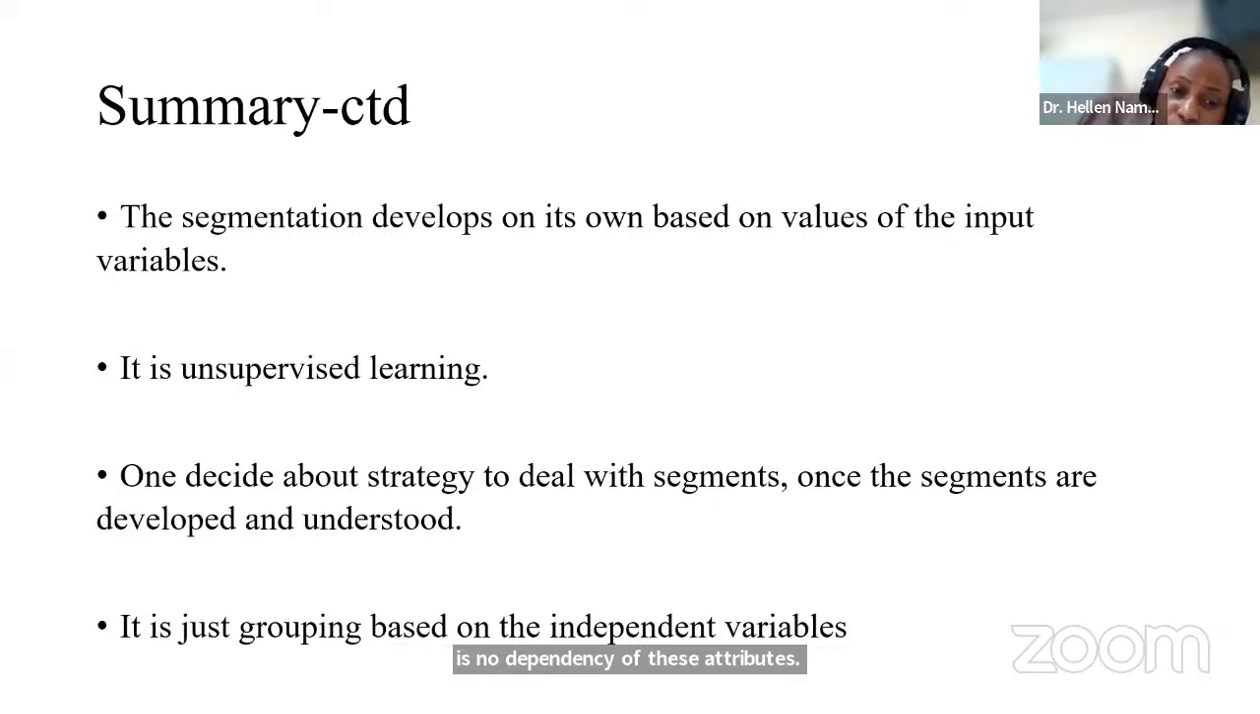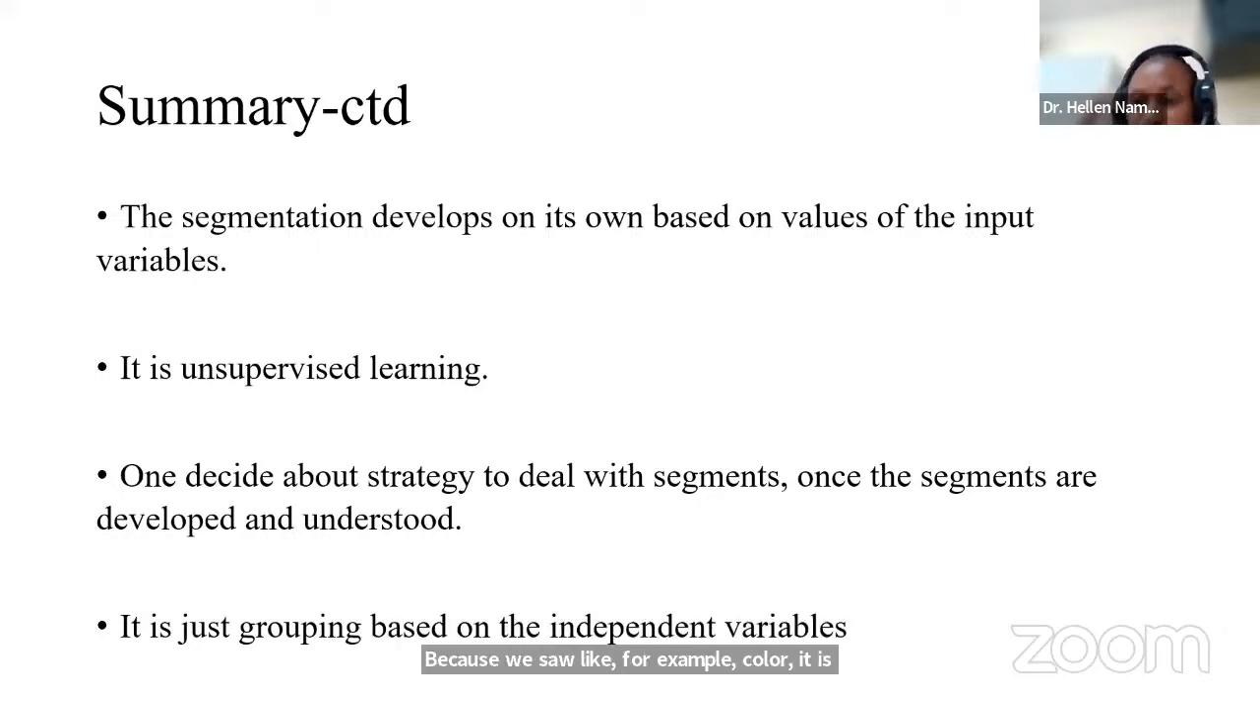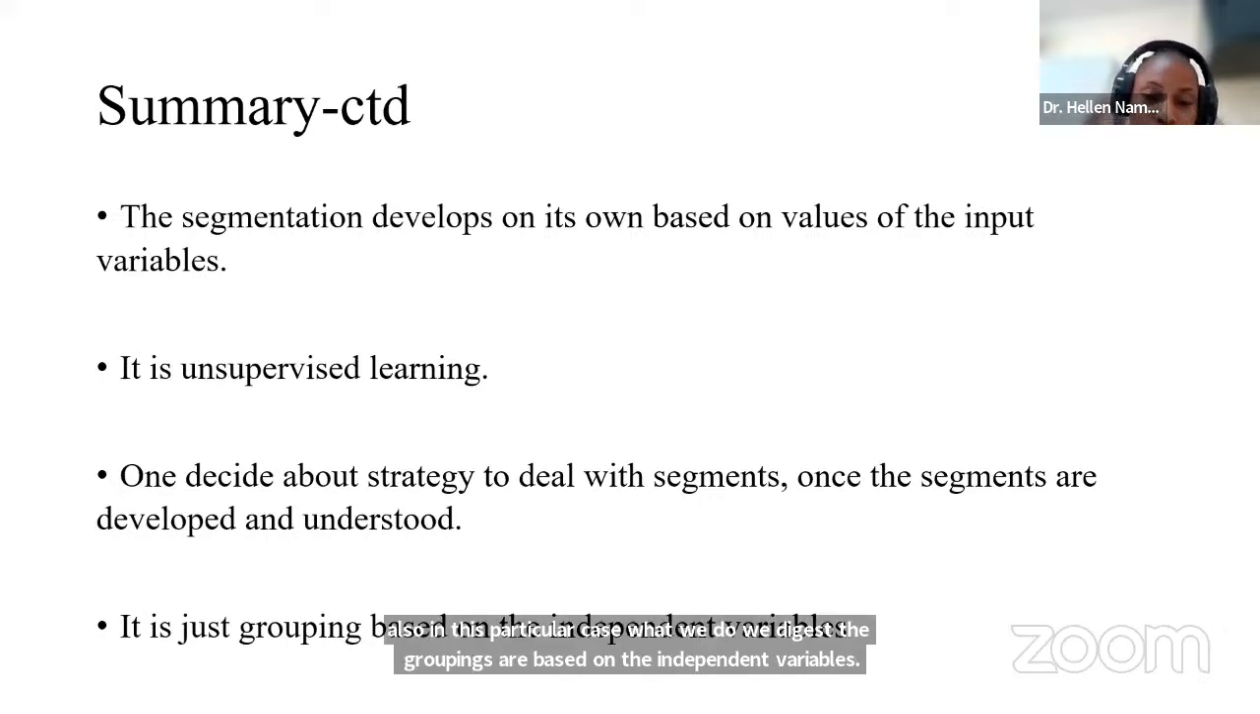Okay, and also the segmentation develops on its own based on the values of inputs. Like I mentioned, the grouping comes naturally depending on how the variables look, because we saw, for example, with color, it is natural that these observations are either blue or red. And I've already mentioned that this is unsupervised learning. Also, in this particular case, we adjust the groupings based on the independent variables. We don't have issues to do with dependency.